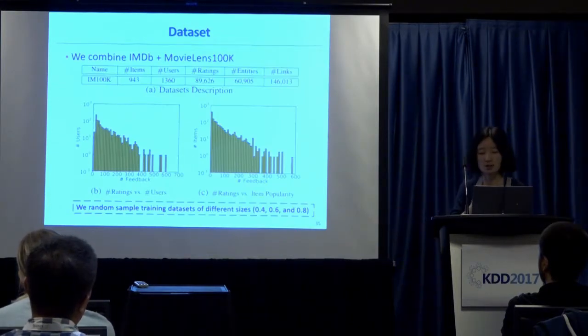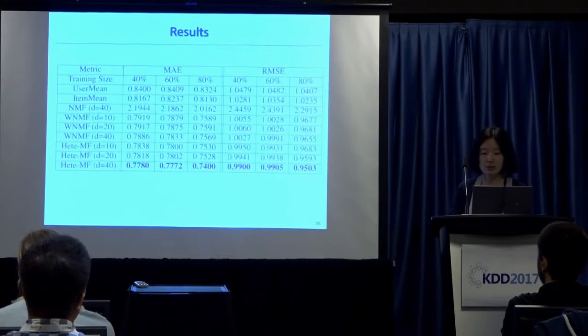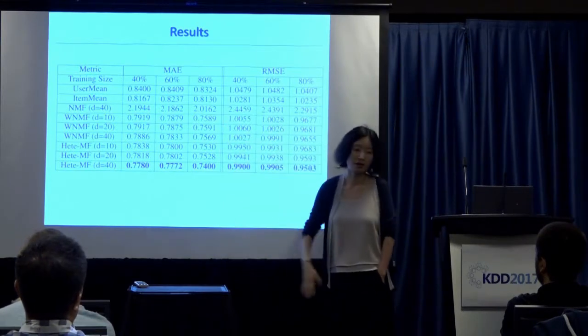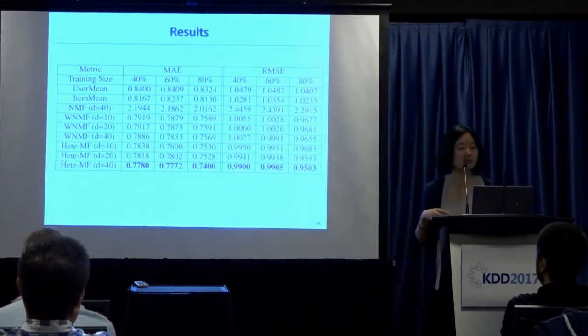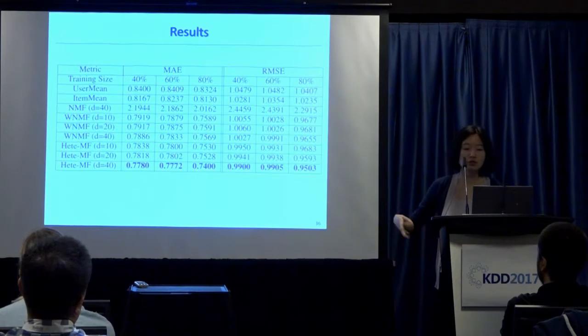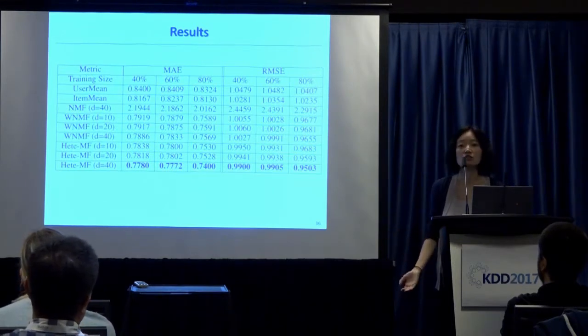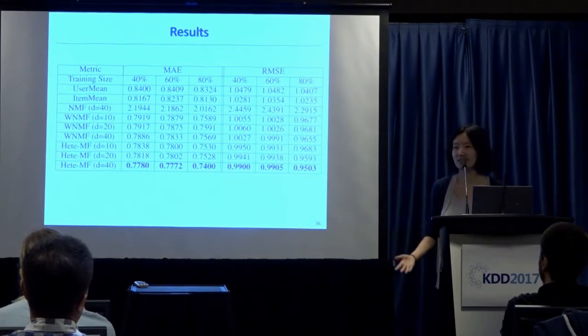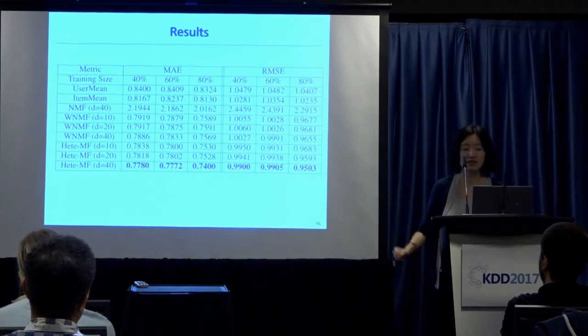Okay, so now let's look at the experimental results. Here we consider different percentages of the training data set, and we want to see whether we can do a good job on the remaining test data. So what are the data here? They're links, right? They are user-item links, and we're going to predict the rating score on those links.